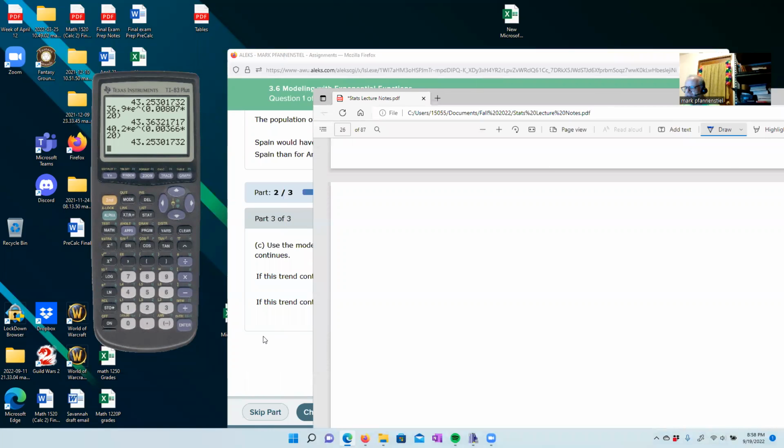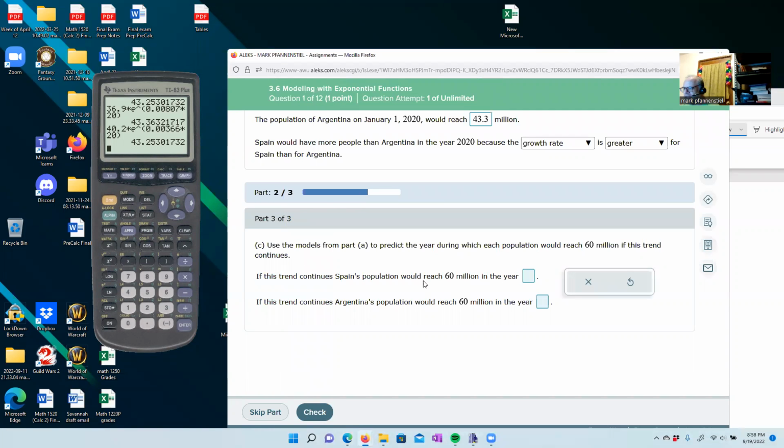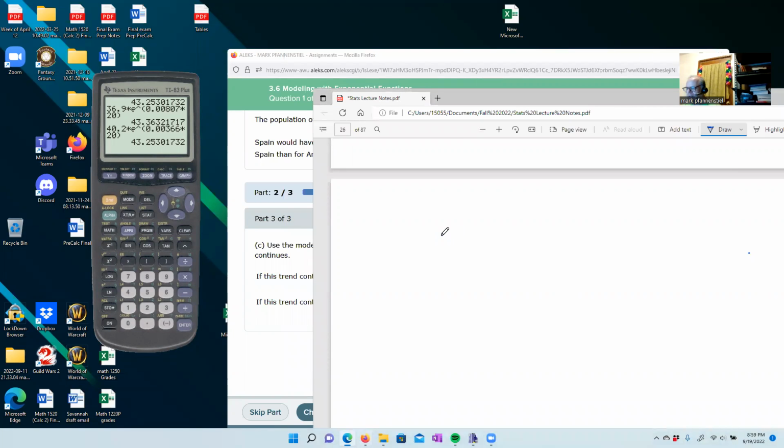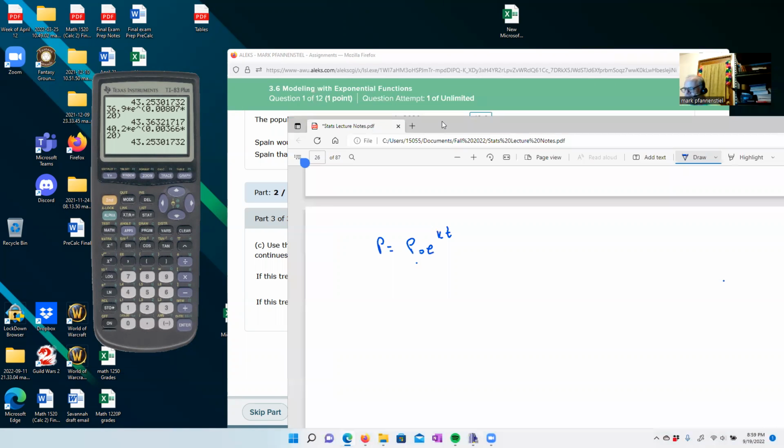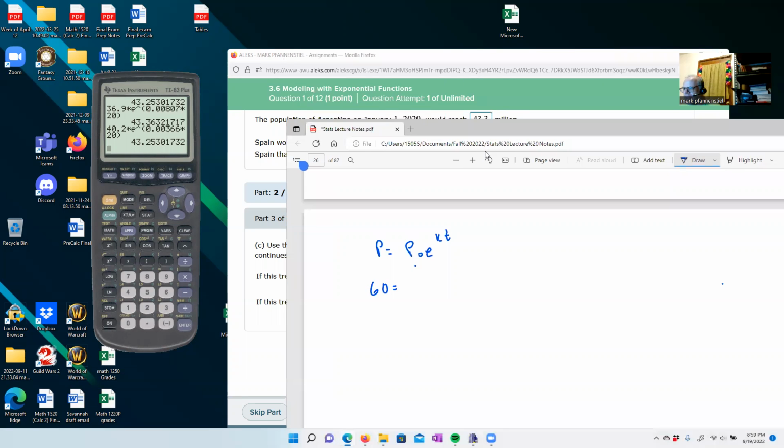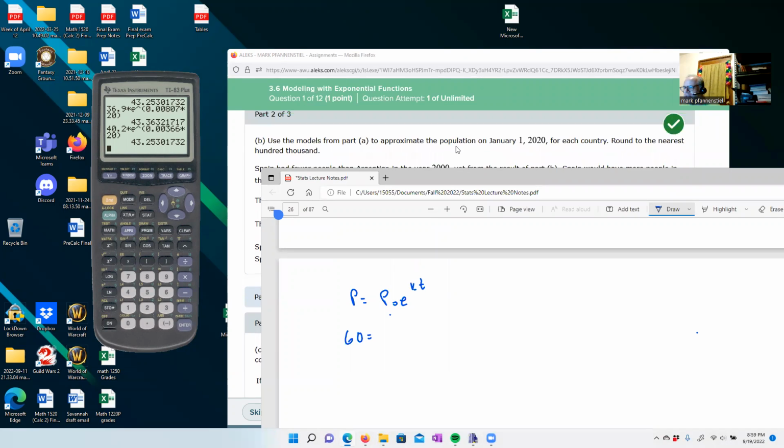Sure. So what we're going to do is we're just going to write down the equation here. So we have this trend continues. When is Spain going to reach 60 million? So we're just going to write down the value here. So we have P is equal to P sub 0, e to the kt. Okay, and they want to know when the population is going to reach 60 million. So we want 60 million. This is for Spain. Okay, Spain's population. So we're going to double check to make sure we have Spain written down here correctly.